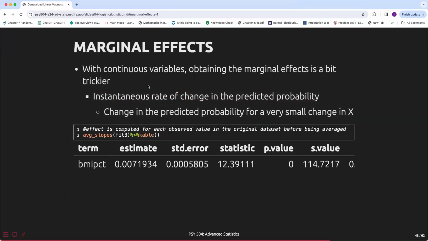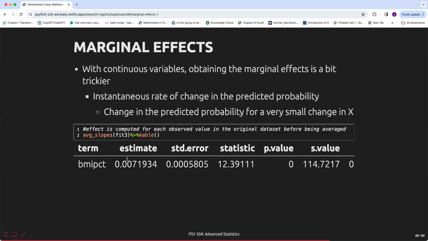So we can also calculate the marginal effects for our continuous variable. It's a little trickier when we have a continuous variable because we're looking at the instantaneous rate of change in the probability, right? Because it's continuous over a range of different values. Basically we calculate the change in the predicted probability for a small change in X. We can use the average slopes function that will do this for us. Essentially, for each row in our data set, it calculates small differences in the predicted probability and then averages over all of those small changes.